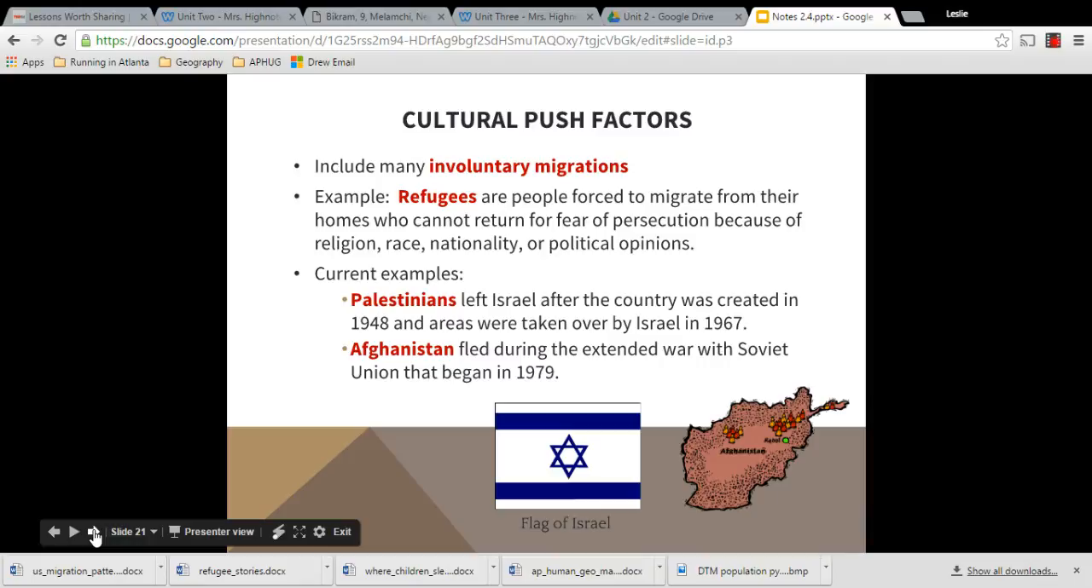Current examples of people who are refugees: you have Palestinians who were forced to leave Israel after the country of Israel was created in 1948, and then subsequent areas were taken over by Israel in 1967. Afghanis fled Afghanistan during the extended war with the Soviet Union that began in 1979. We see a lot of Syrian refugees flowing over the borders into Turkey. We see a lot of refugees from the Middle East making their way to Europe. We have refugees that come to the United States from places like Cuba and Haiti and China and Latin America.